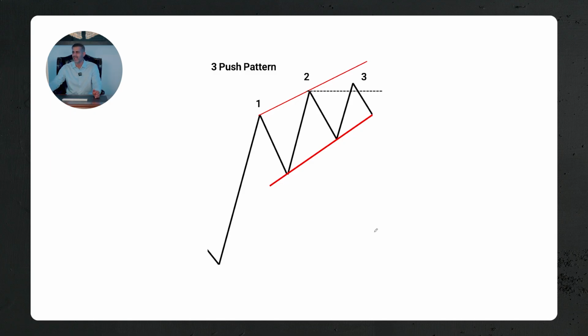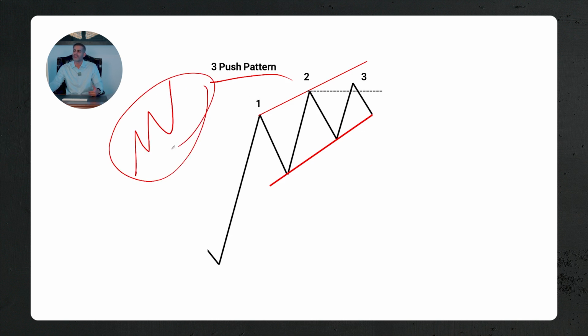If you don't know it, I'll teach it to you in the future. But if you search for it, you'll easily find it. The 3 push pattern is a structure that's like a wedge or 3 attempts at a certain area, a liquidity zone. And it's really good if, when you're looking at the MTR, we've reached a resistance from above.